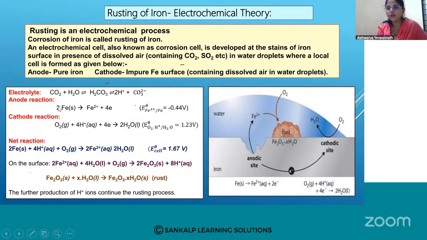Anode reaction, loss of electrons: Fe will lose 2 electrons and form Fe plus 2. So this is the anodic side, Fe plus 2. It is losing 2 electrons, you can see here, losing 2 electrons.